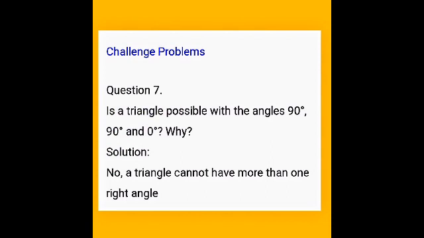That means one right angle we have, so the other two angles must be less than the right angle, which is not possible because the second angle is 90 degrees. So we cannot form a triangle.